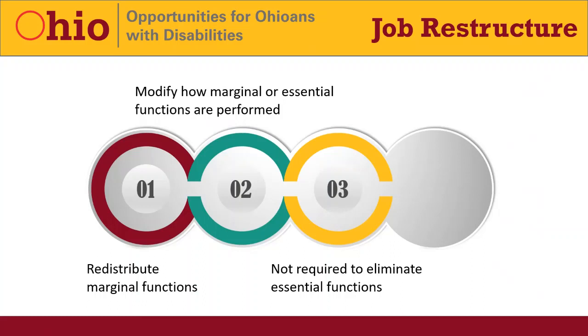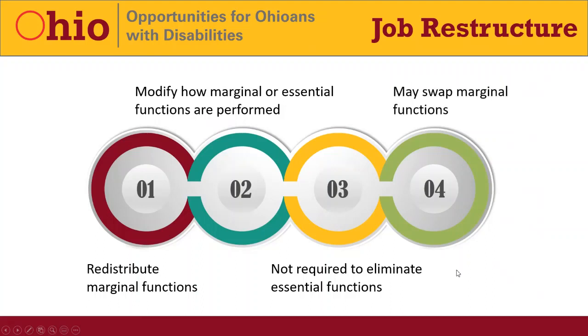Now, when an employer chooses to redistribute the marginal functions of the job as a form of reasonable accommodation, the employer may swap the marginal functions from another job to the responsibilities of the employee with a disability if these are tasks the employee is able to perform. So I do have examples to share for restructuring a job.